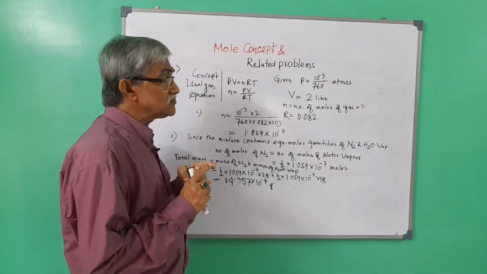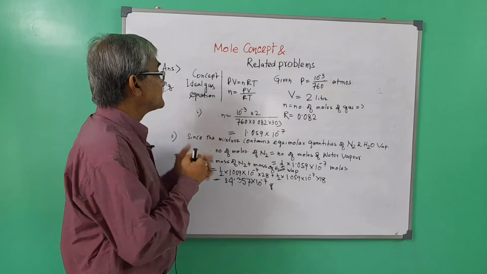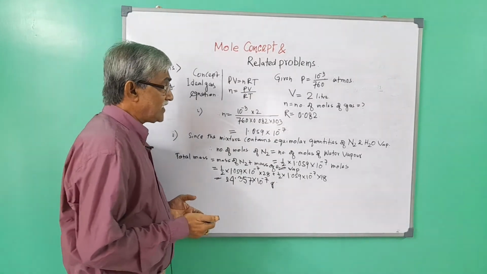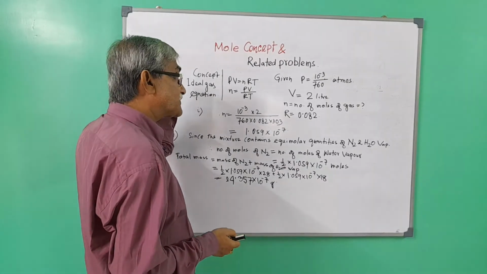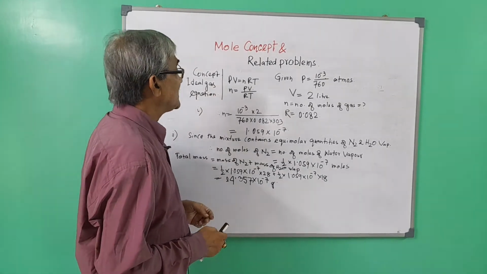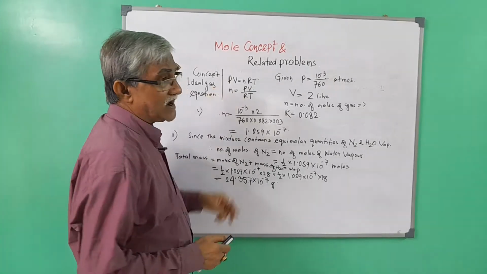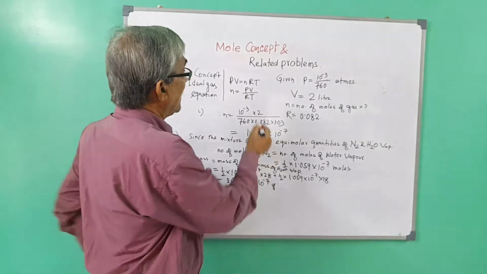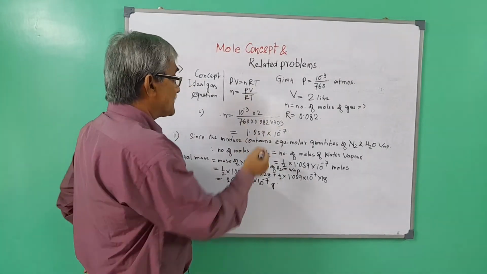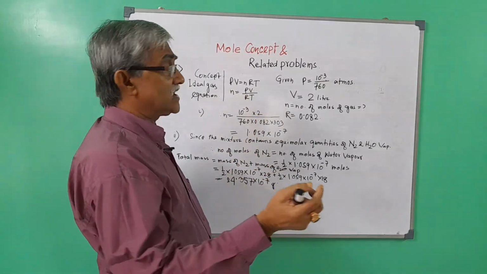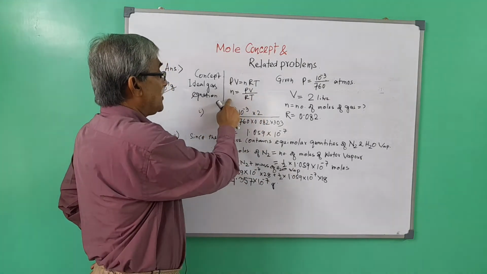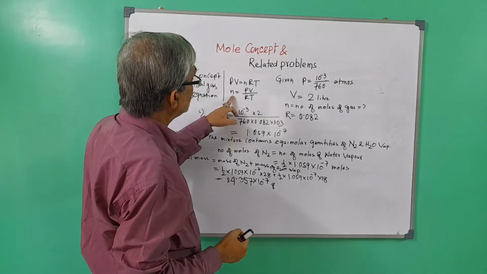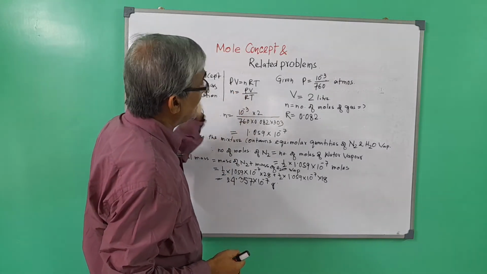Now here you will use the ideal gas equation that you have read in your gas chapter, which says PV equals nRT, where P is the pressure of the gas, V is the volume, n is the number of moles of the gas present, R is the universal gas constant, and T is the temperature of the gas in Kelvin. We have to find n, which culminates to PV upon RT, right?